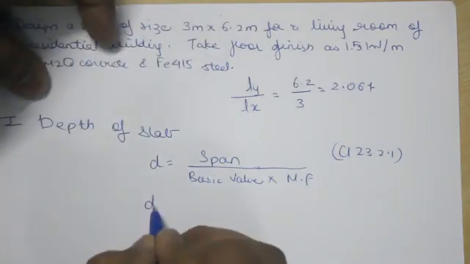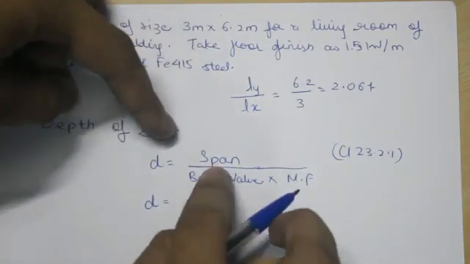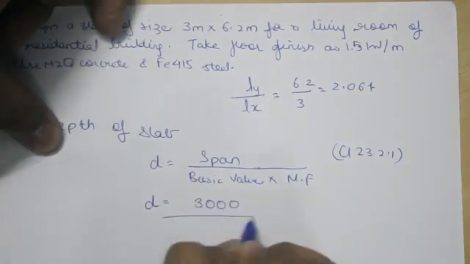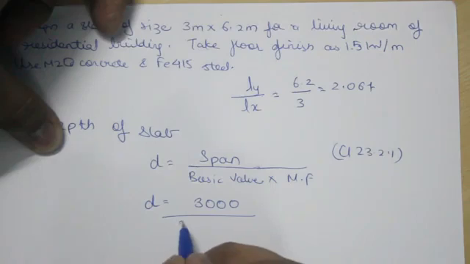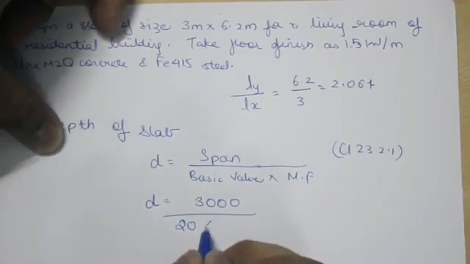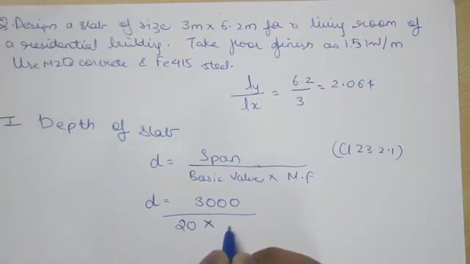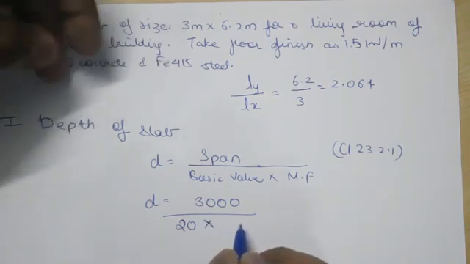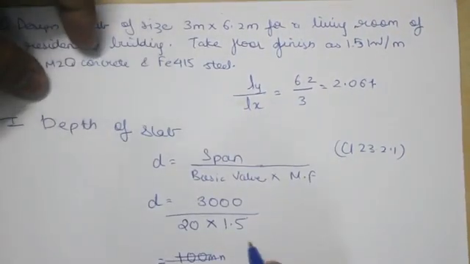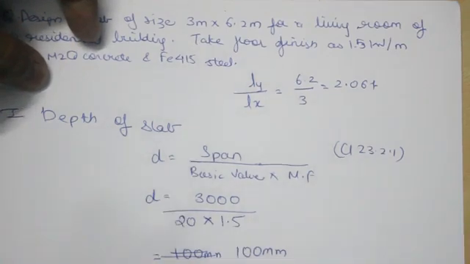So our depth would be, this span would be the shorter span. The basic value is 20 for simply supported slab, multiplied by the modification factor. So I'll assume the modification factor as 1.5. It comes to around 100 mm. So I'll assume a value greater than 100 mm. I'll assume it as 125 mm.